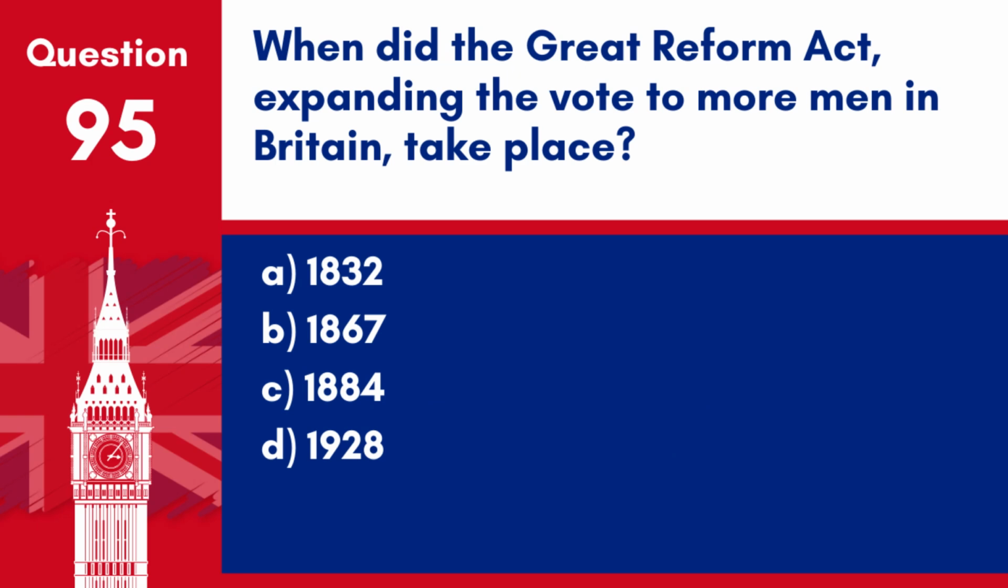Question 95. When did the Great Reform Act, expanding the vote to more men in Britain, take place? A. 1832. B. 1867. C. 1884. D. 1928. Answer: A. 1832. The Great Reform Act of 1832 expanded the electorate by reforming the electoral system in Britain, making it a landmark event in the move towards wider suffrage.